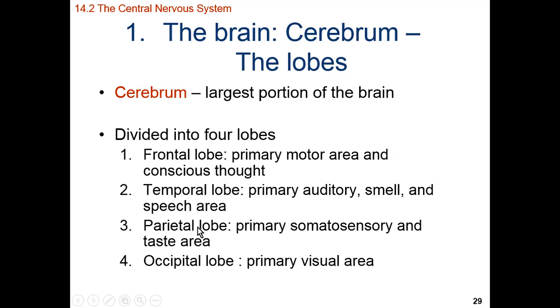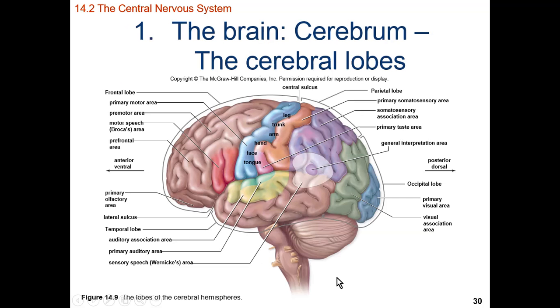Our parietal lobe is going to be our primary somatosensory area and taste area. And when I say primary somatosensory, I mean our sense of touch, our sense of orientation, our temperature sense. And our occipital lobe is the area where we process most of the vision in our brain. So here in our frontal lobe, we have that primary motor cortex. We're also going to have some cognition in the prefrontal area. In the occipital lobe in the back, we have the visual cortex. And in the parietal lobe, we have the somatosensory area. And then in the temporal lobe, we have gustation. We have our auditory cortex.